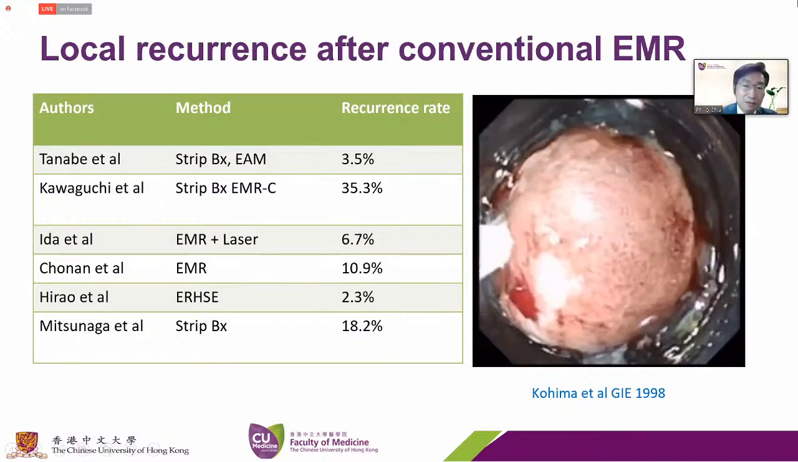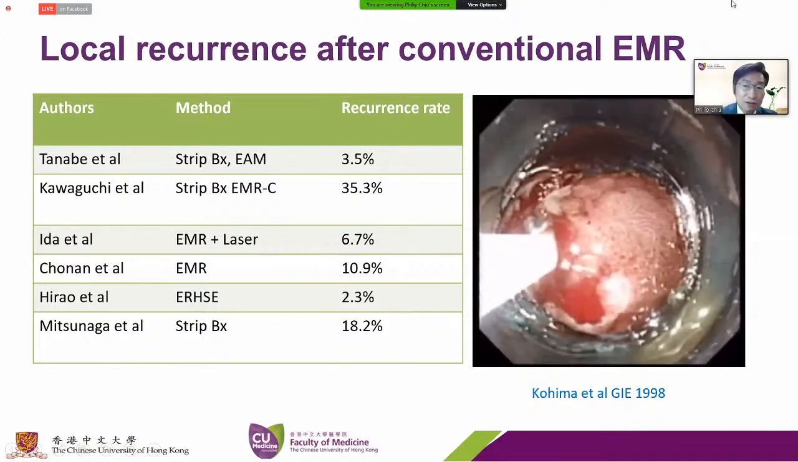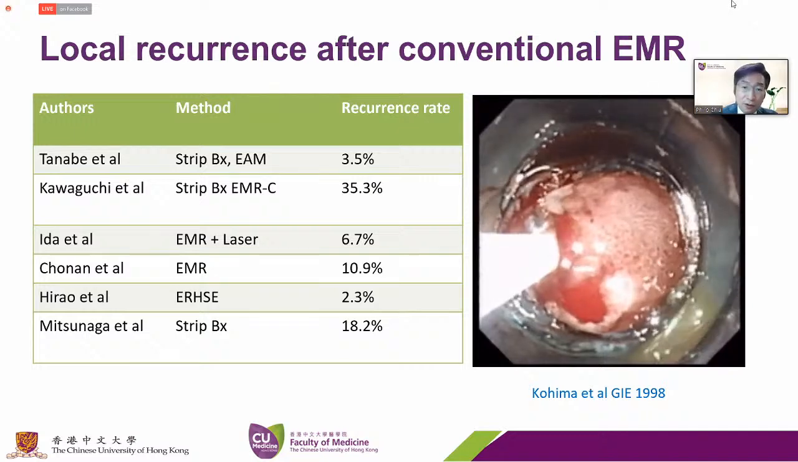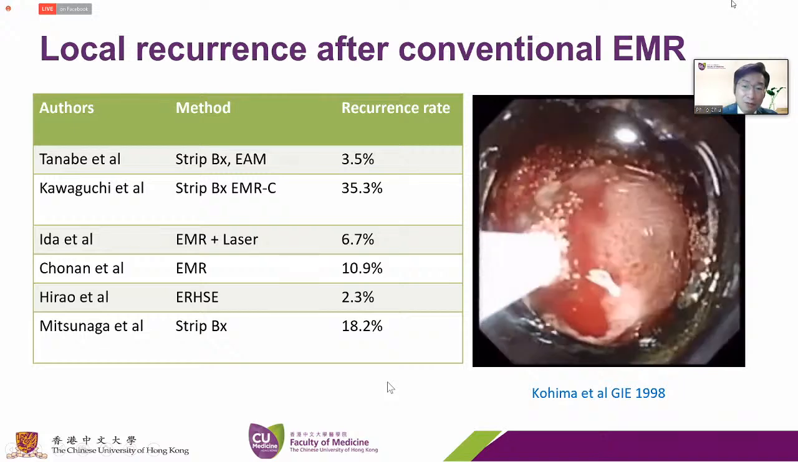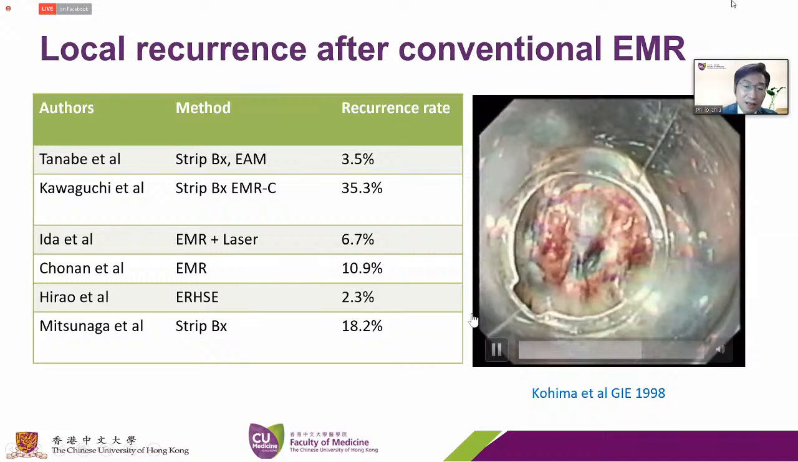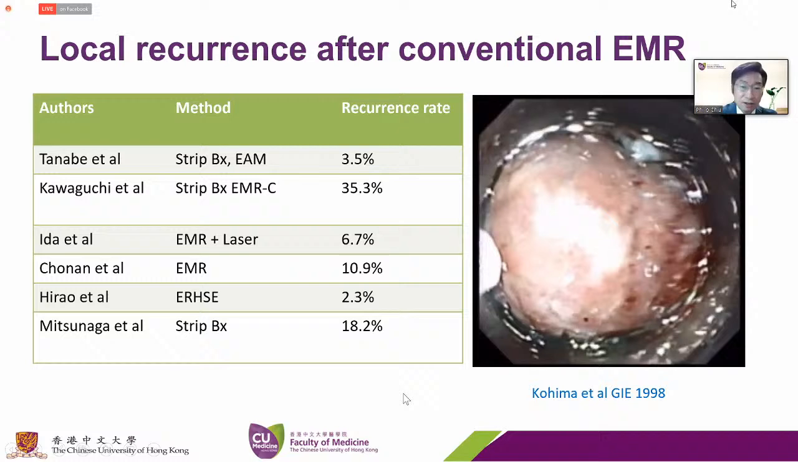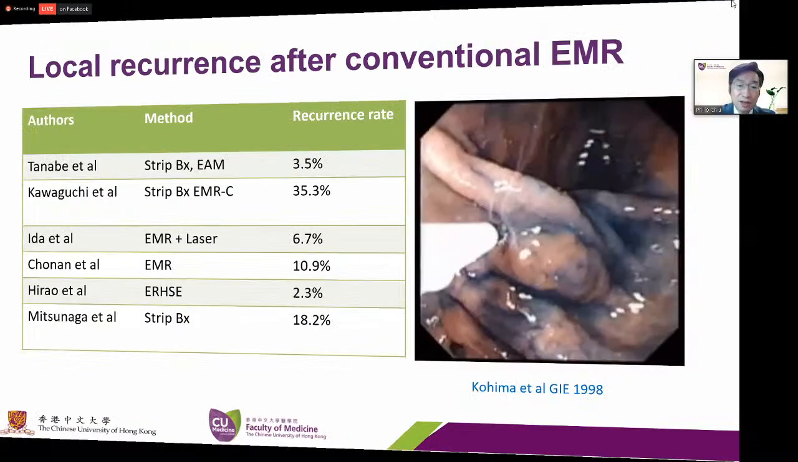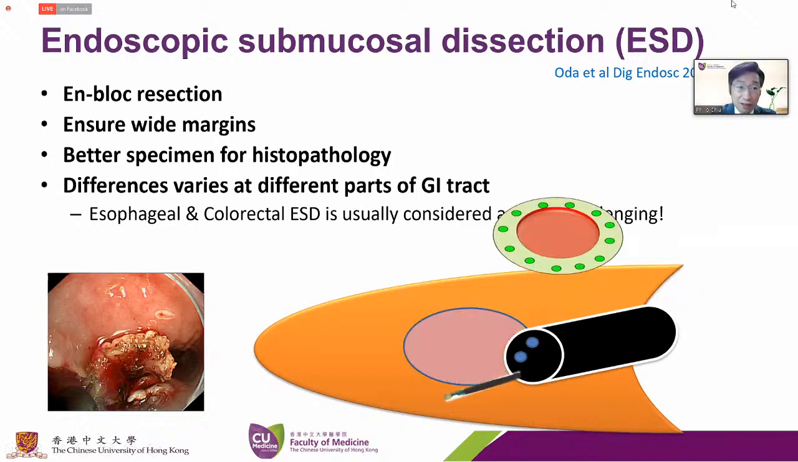One of the reasons is that this technique is adequate to treat lesions of 1 centimeter. But for lesions larger than 1 centimeter, we cannot resect them en bloc, and we have to resect them separately in piecemeal, and that leads to a higher risk of local recurrence. So that is the reason why our Japanese colleagues pioneered endoscopic submucosal dissection, or ESD. It can achieve an en bloc resection for local early GI cancer.